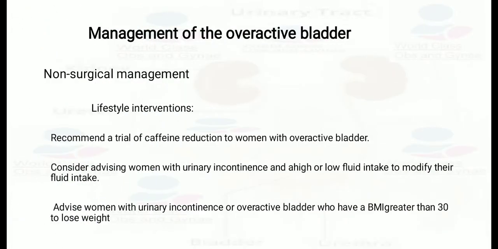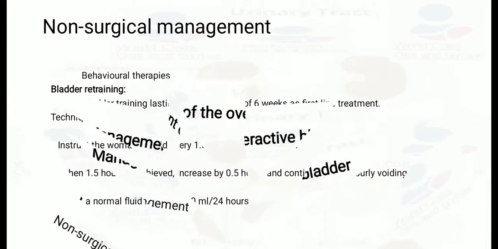And management of overactive bladder. Non-surgical management includes lifestyle intervention. Recommend a trial of caffeine reduction to a woman with overactive bladder. So first of all, we would advise the lifestyle intervention. Consider advising women with urinary incontinence a high or low fluid intake to modify their fluid intake. Advise women with urinary incontinence or overactive bladder who have BMI greater than 30 to lose weight.